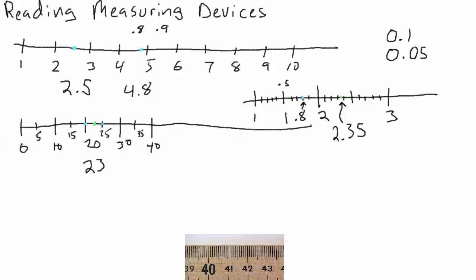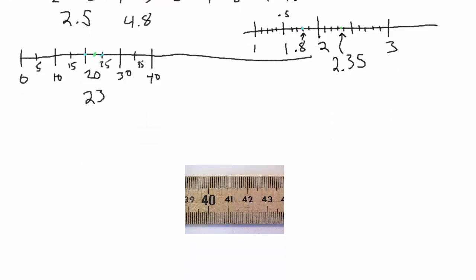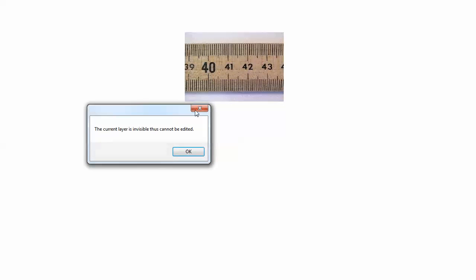Let's take a look at a meter stick. This is a section of meter stick. And let's look at the scale on this. Let's kind of look at it and pick it apart a little bit. Right here we see the number 40. Oops, sorry about that. We see the number 40. And then we have 41, 42, 43.